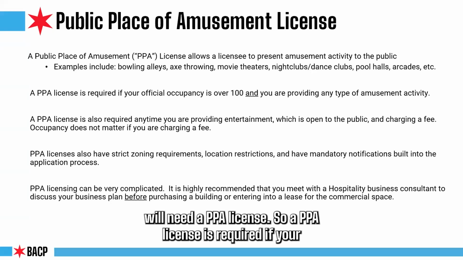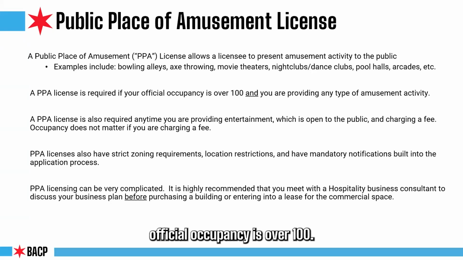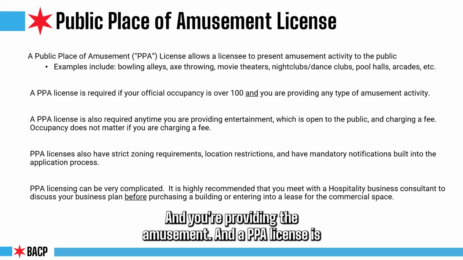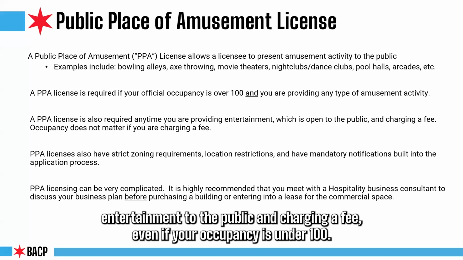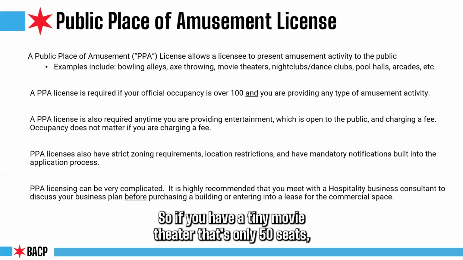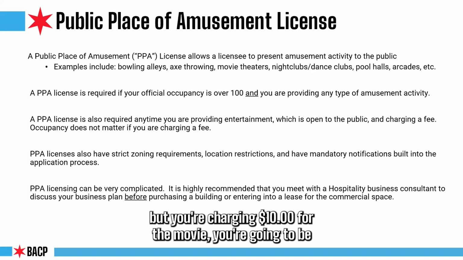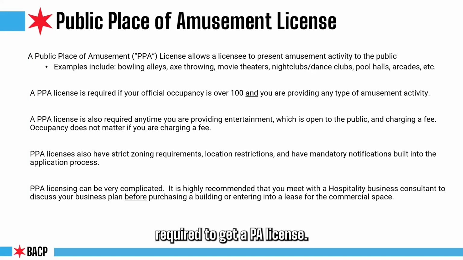So a PPA license is required if your official occupancy is over 100 and you're providing the amusement. And a PPA license is also always going to be required if you are providing entertainment to the public and charging a fee, even if your occupancy is under 100. So if you have a tiny movie theater that's only 50 seats, but you're charging $10 for the movie, you're going to be required to get a PPA license.